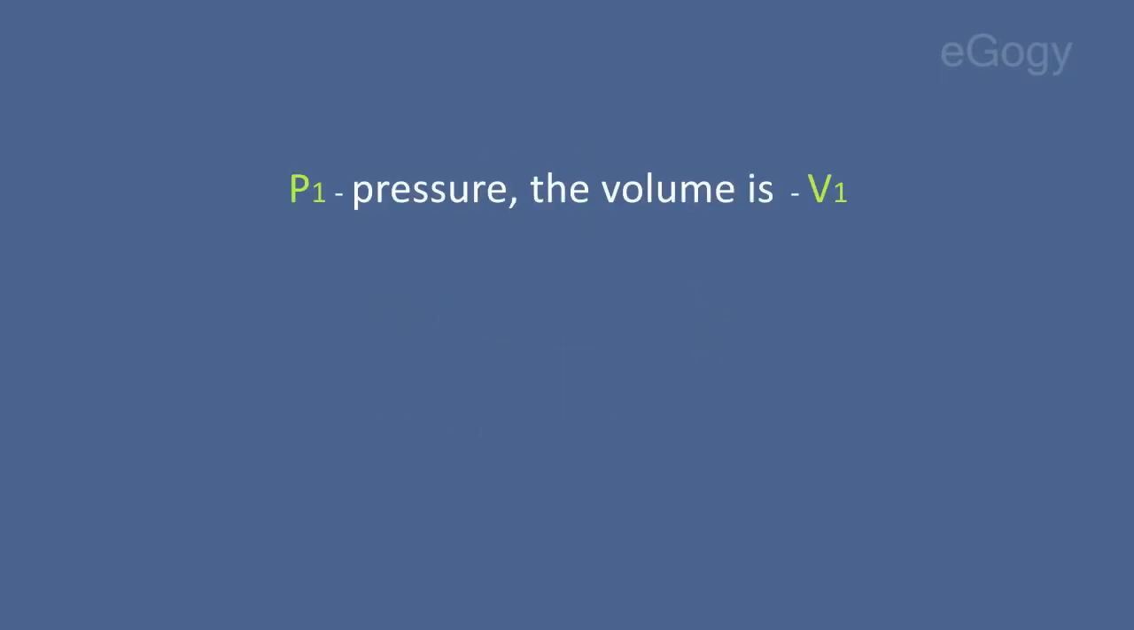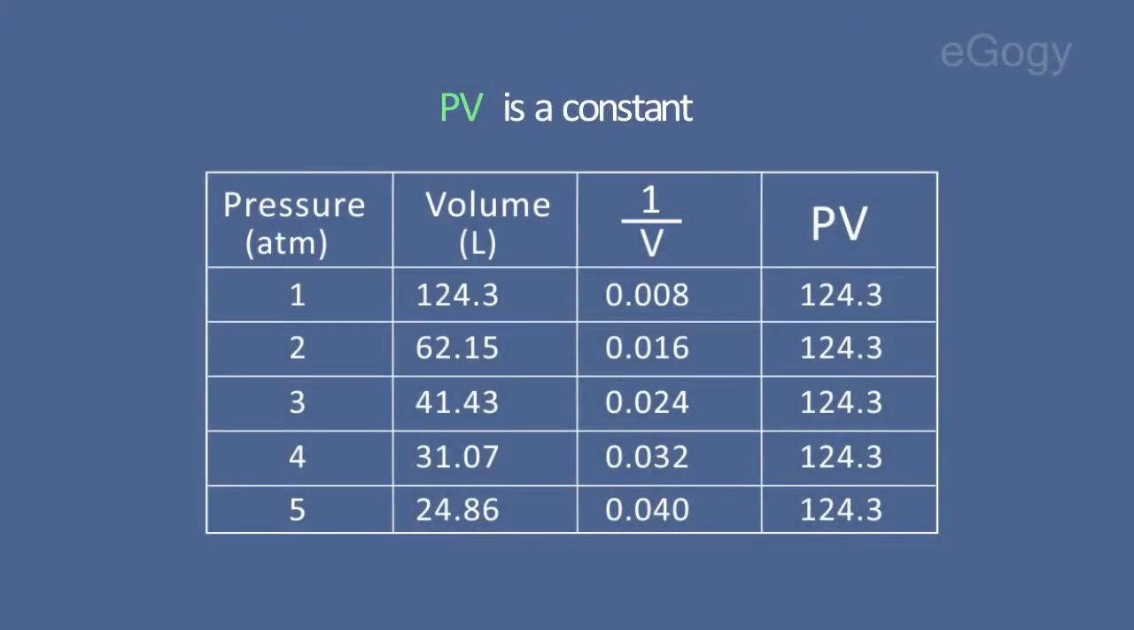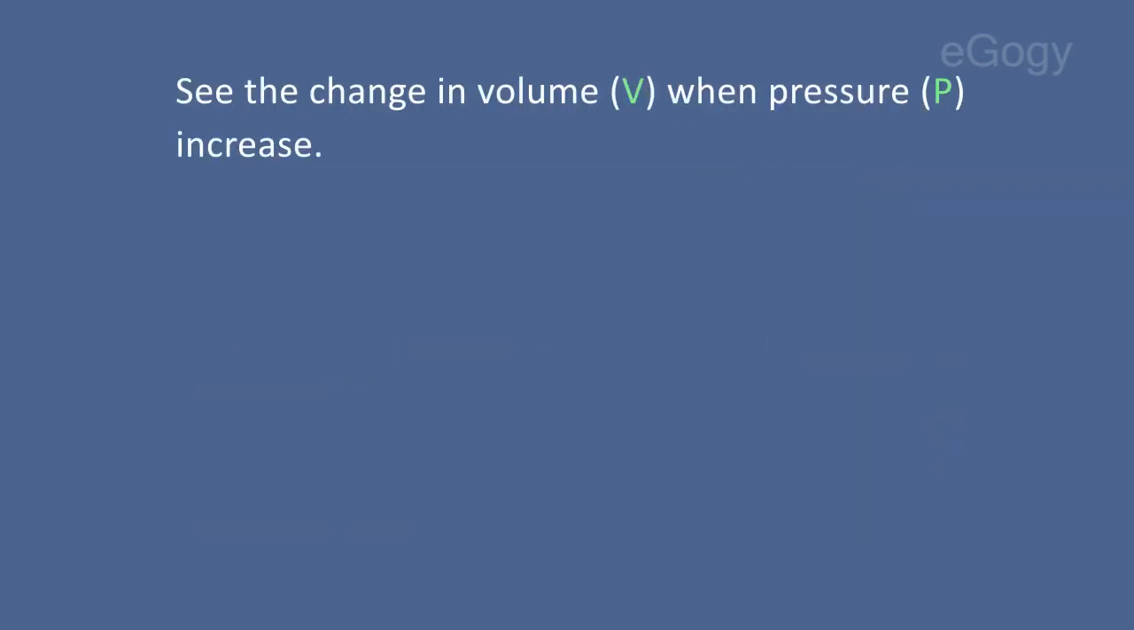At P1 pressure, the volume is V1, and at P2 pressure, the volume is V2. Then P1 V1 equals P2 V2. From the table below, we can understand that PV is a constant. See the change in volume when pressure increases.